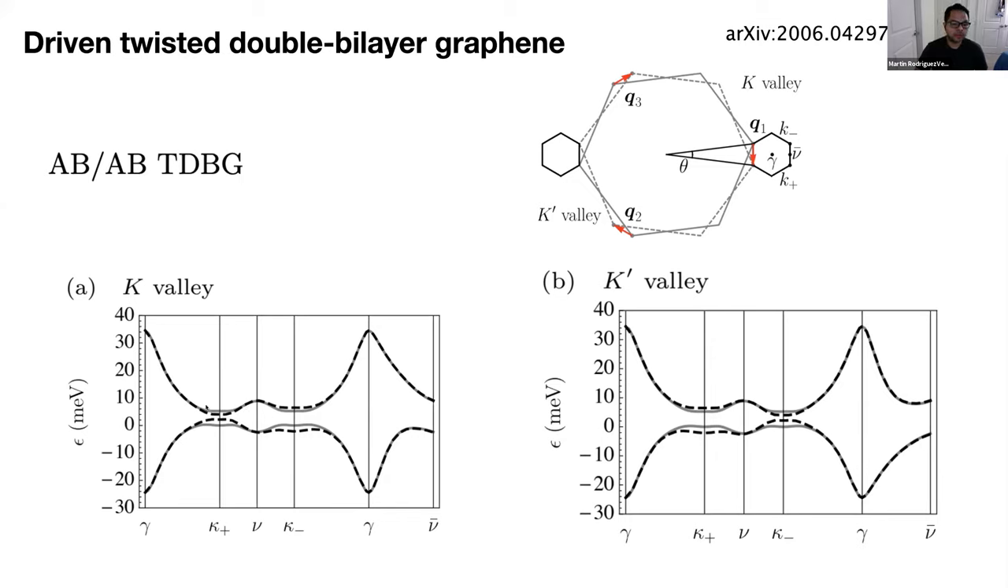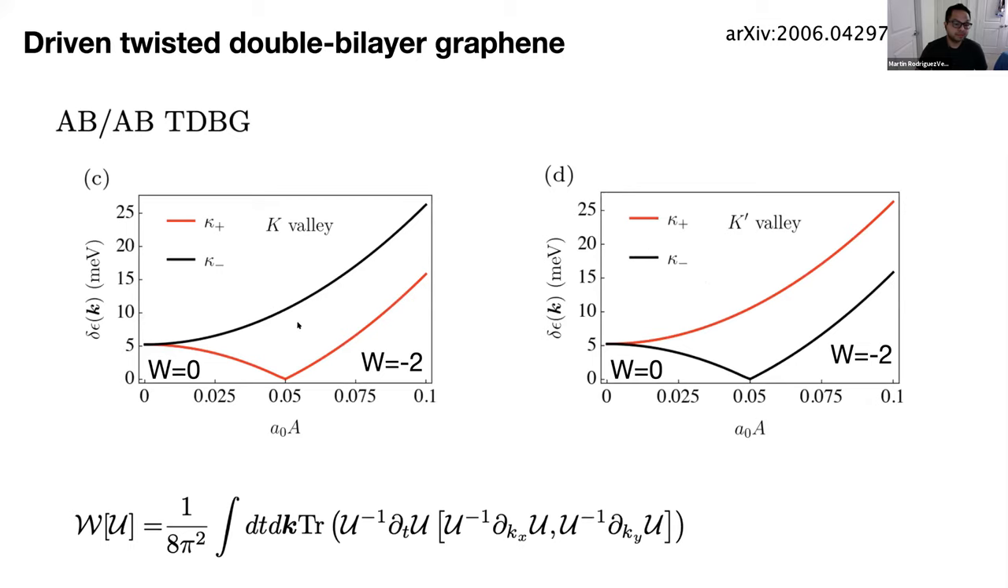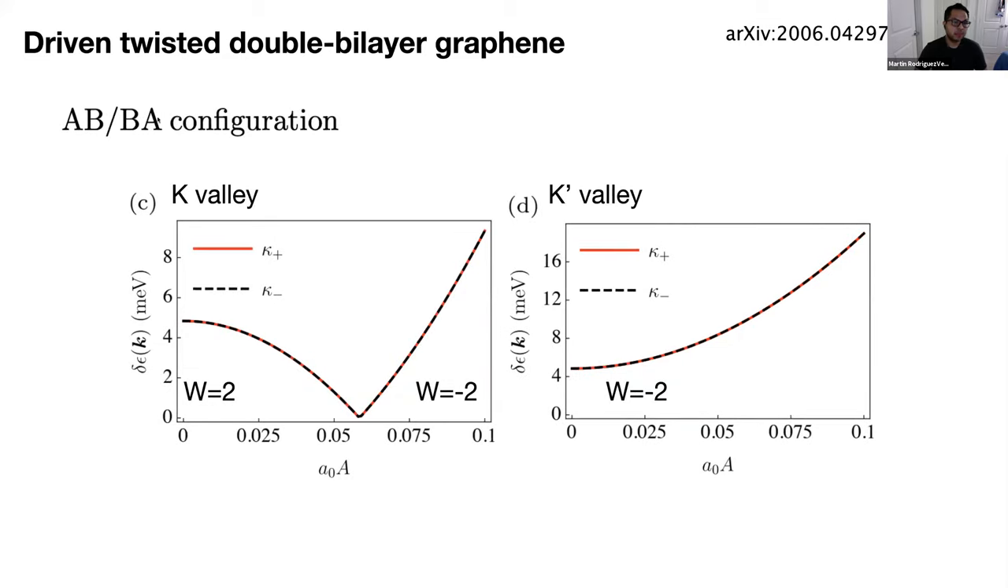The first thing that you notice is that depending on whether you are at K or K prime, you modify the bands near the K plus or K minus points in the mini Brillouin zone. You can play with the intensity of the laser and find that there is indeed a gap closing at a critical value of the laser intensity that introduces a change in the topology of the system, which is revealed by calculating the winding number down here. Now, if you consider an AB-BA configuration for the stacking, the bands evolve in a different way compared to the AB-AB case. But nevertheless, you can also find gap closings that change the topology of the system.